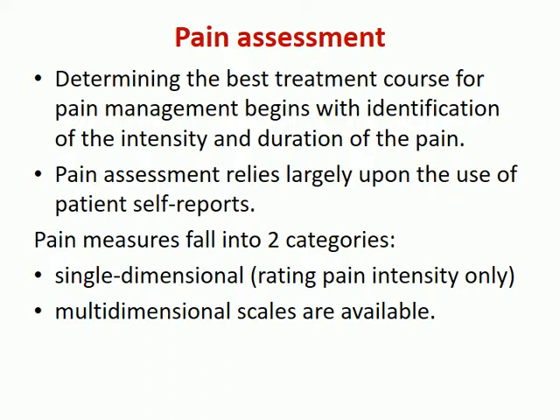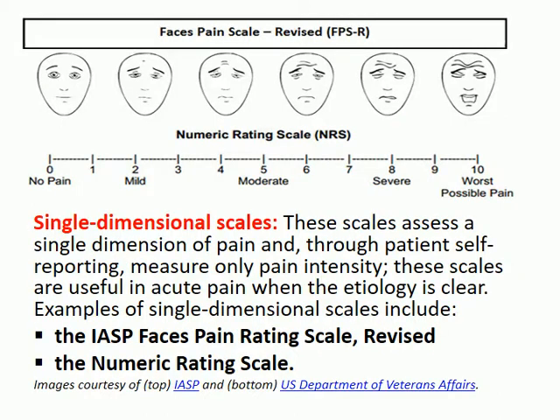Determining the best treatment course for pain management begins with identification of the intensity and duration of the pain. Pain assessment relies largely upon the use of patient self-report. Pain assessment scales fall into two categories, single-dimensional and multidimensional scales. Single-dimensional scales assess a single dimension of pain, and though patient self-reporting, measure only pain intensity. These scales are useful in acute pain. Examples are the numeric rating scale and the faces pain rating scale.